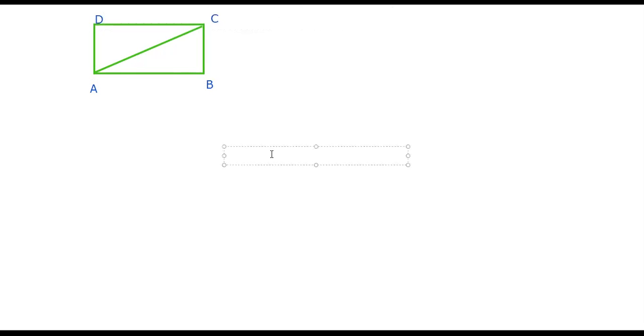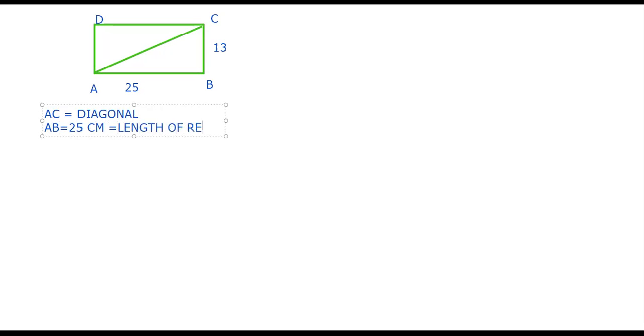Now once that is done, according to the statement, it is provided that the base is 25 and the width is 13. It is written in the statement of the question. And obviously you can see that AC is the diagonal, and AB is equal to 25 centimeters or units, whatever is written. This is according to the statement of the diagram. This is the length of the rectangle.